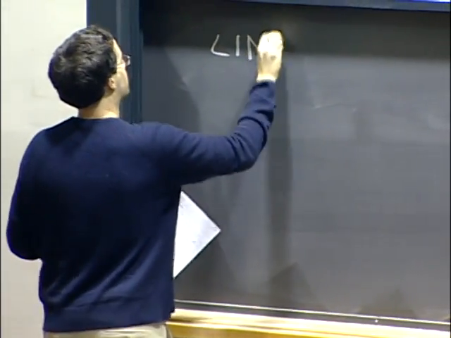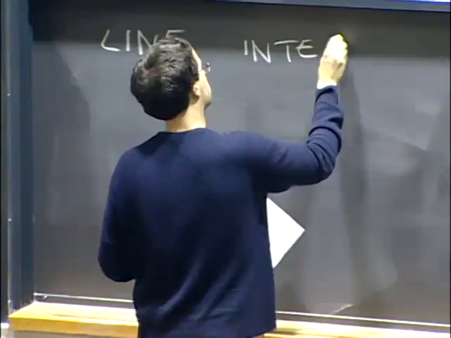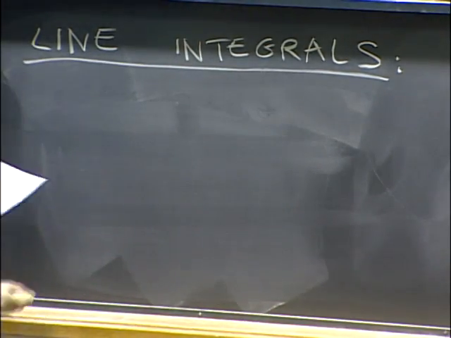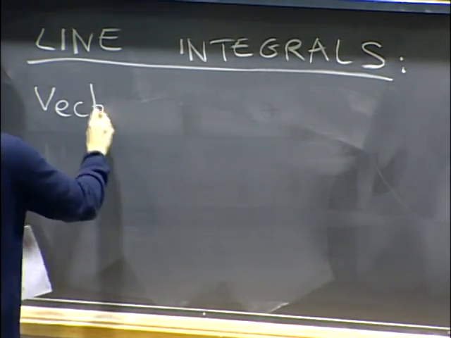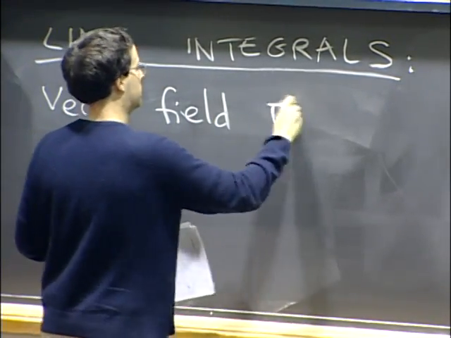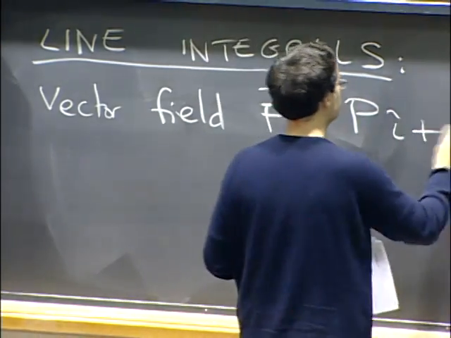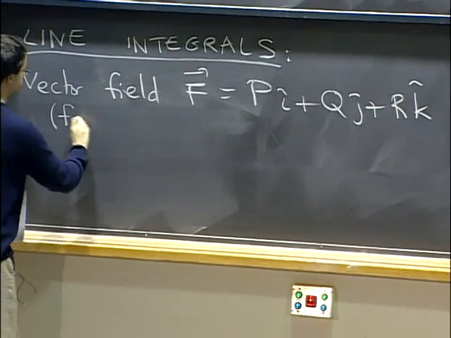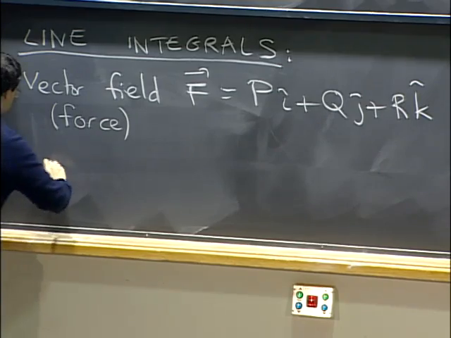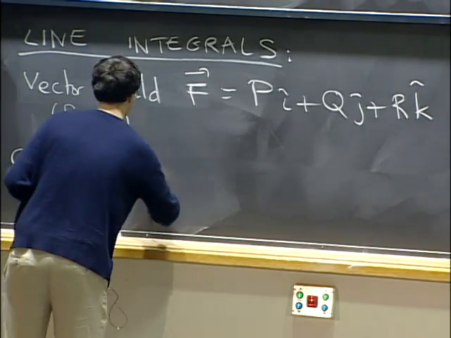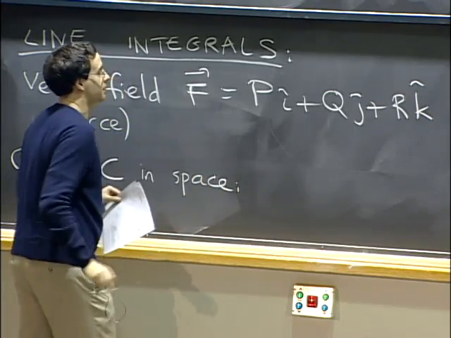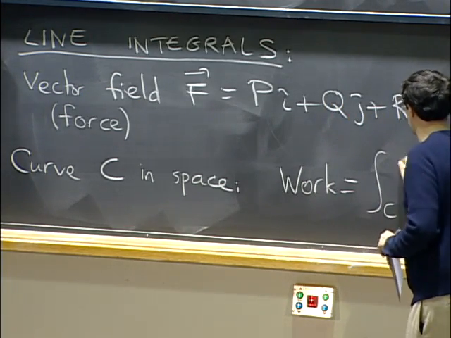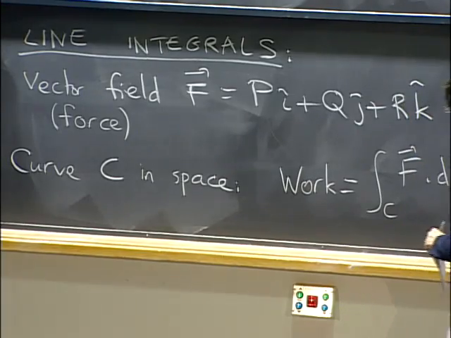Okay, let's start right away with line integrals in space. So let's say that we have a vector field F with components, say, P, Q, and R. And we should think of it maybe as representing a force. And let's say that we have a curve C in space. Then the work done by the field will be the line integral along C of F dot dr. Okay, so that's a familiar formula.